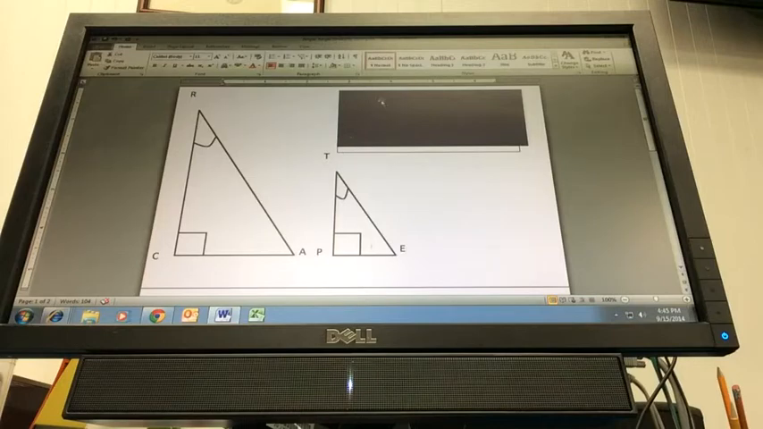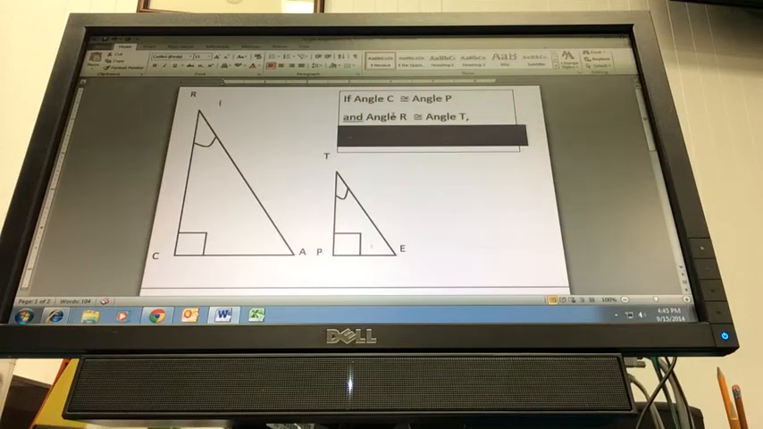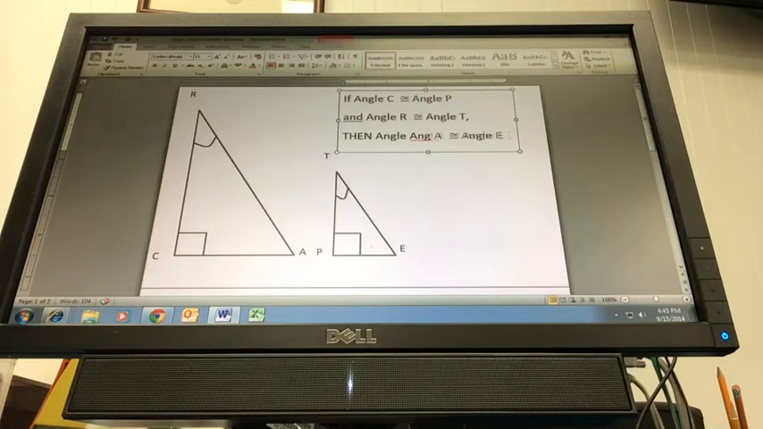So we can say that if angle C is congruent to angle P and angle R is congruent to angle T, then angle A is congruent to angle E. And I have too many angles in there.